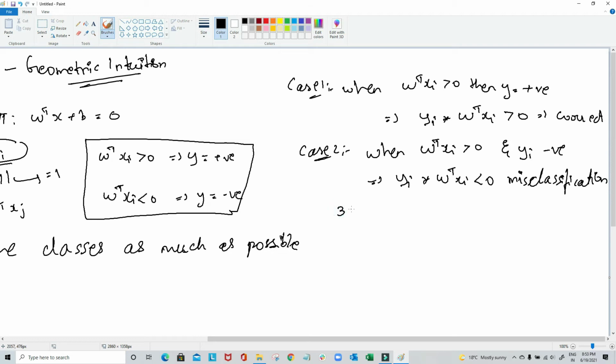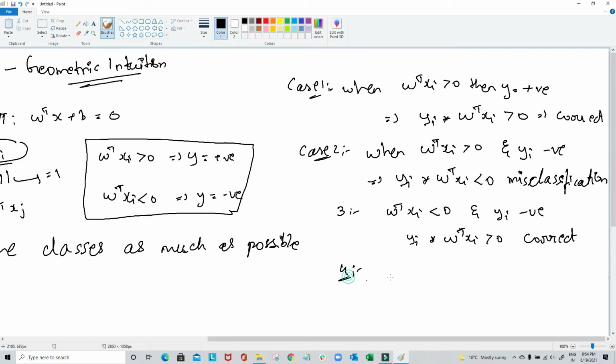Similarly, case 3, W transpose Xi is less than 0 and Yi is negative. We saw here that when W transpose Xi is less than 0, the point is classified as a negative class. So when these two are satisfied, Yi into W transpose Xi is greater than 0, which is a correct classification.